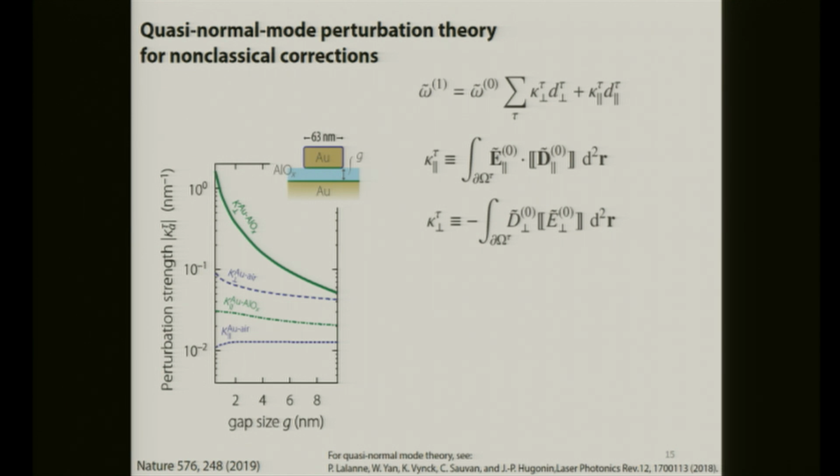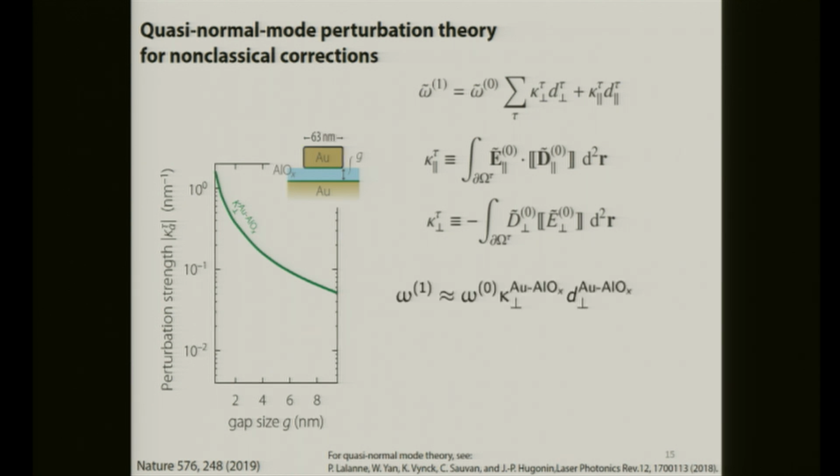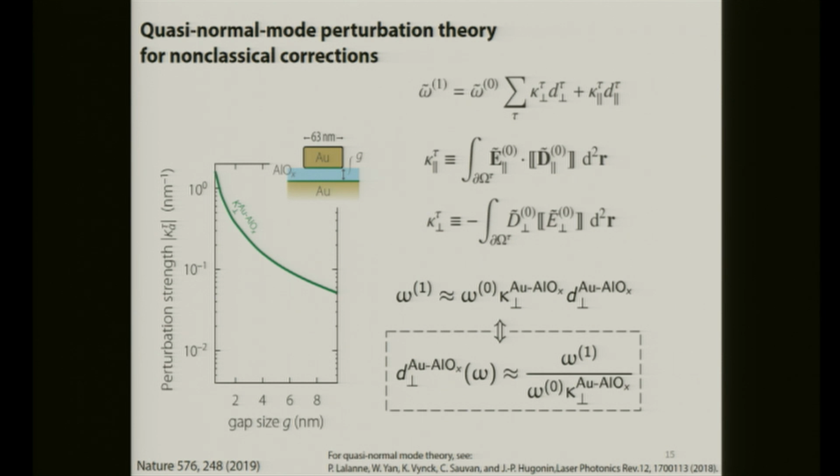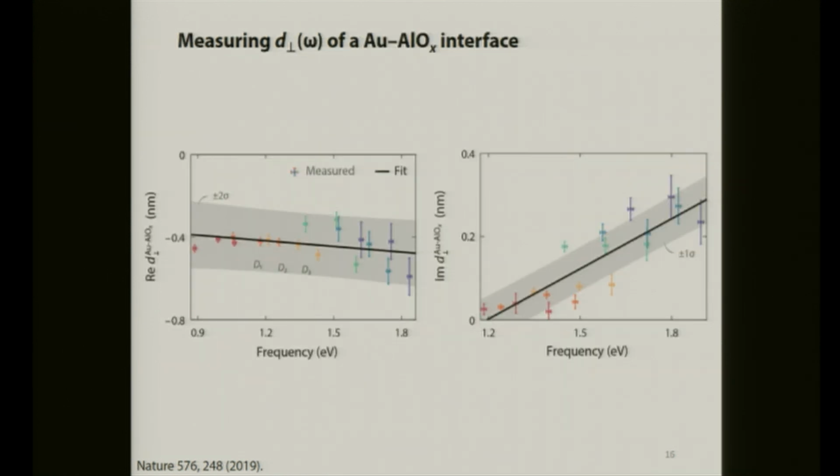gold-air and gold-aluminum oxide, and we find that the perpendicular term of the perturbation strength for the gold-aluminum oxide interface is predominant. So we drop the other terms in this summation and arrive at this formula, whose inversion allows us to infer D parameters from the measured frequency shift, the perturbation strength, as well as the classical resonant frequency. So these equations allow us to directly measure the D parameters, real part and imaginary part, of a given interface. And this is the key result of this experiment.